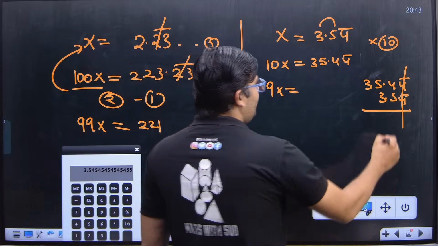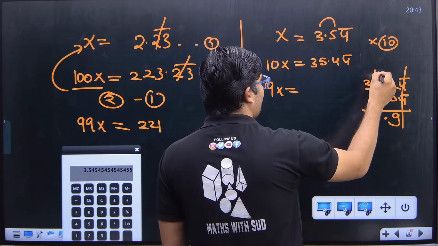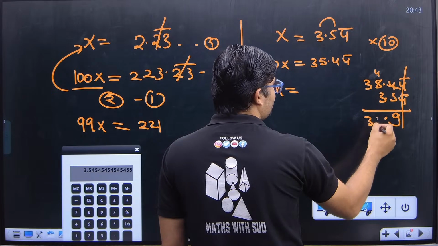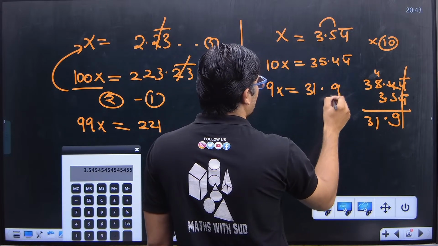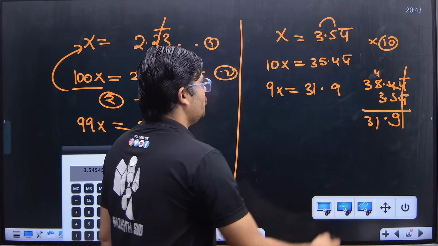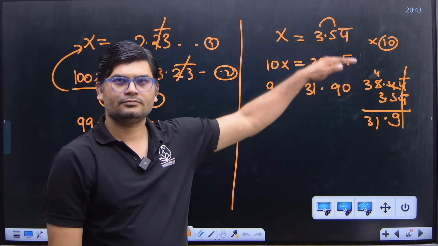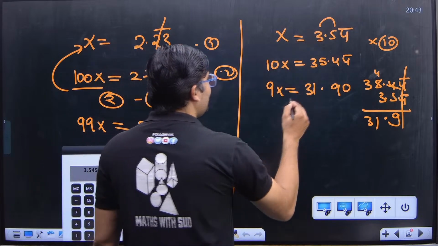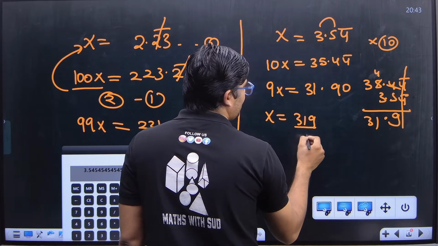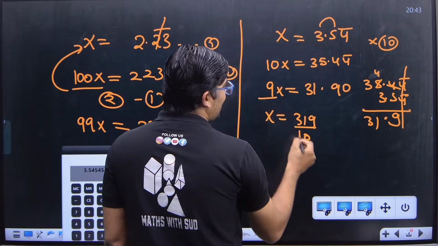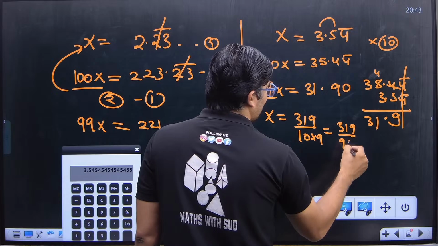Now 14 minus 5 is how much? 9. And then this will become 4. So 34 minus 3 is how much? 31. So this will become 31.90, or you can say 31.9. So 31.9 will be written as 319 by 10. And when this 9 comes down, this will become 319 by 90.